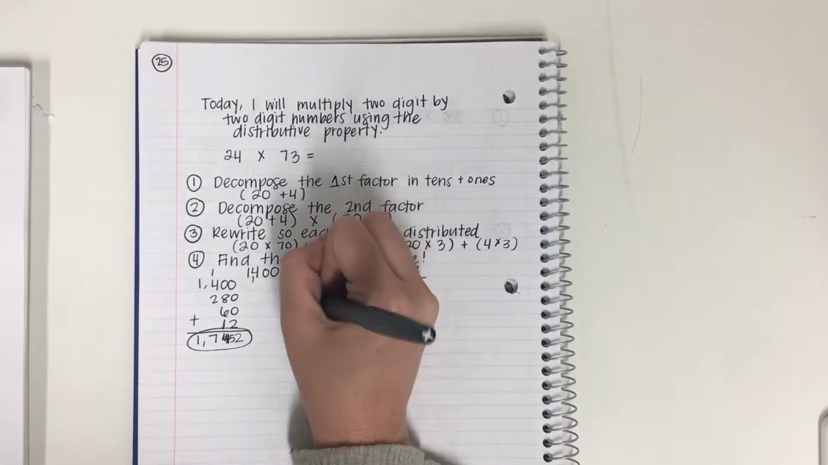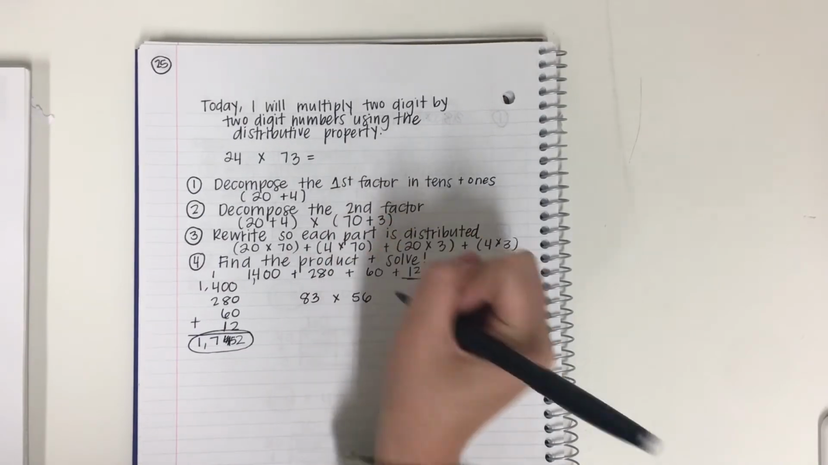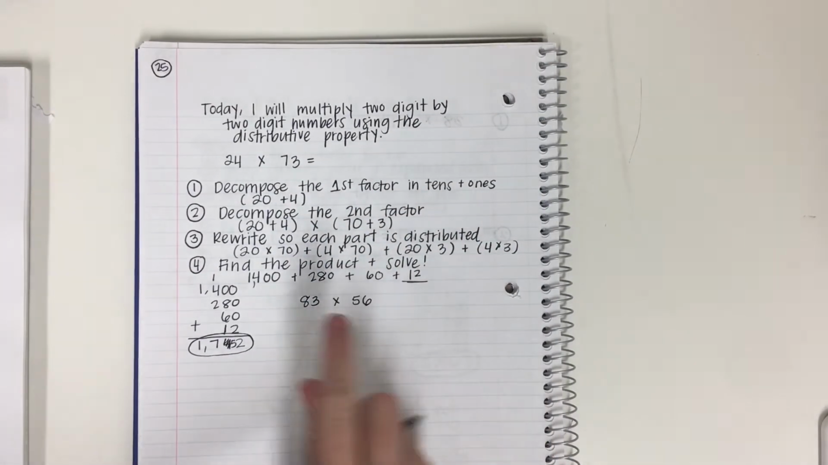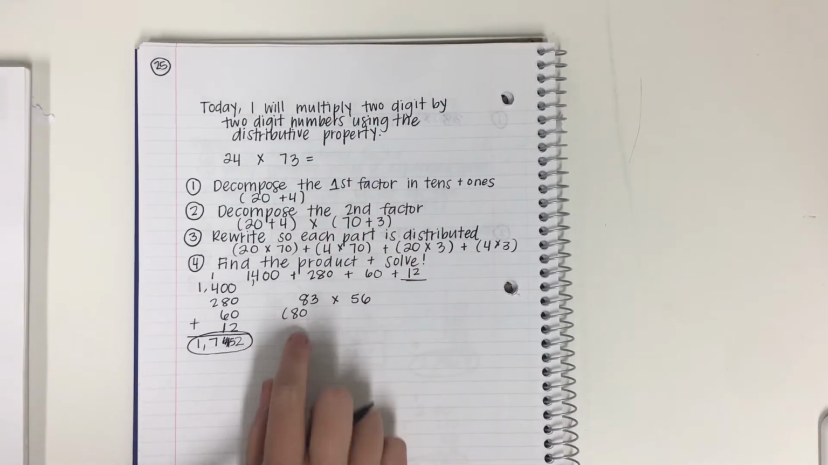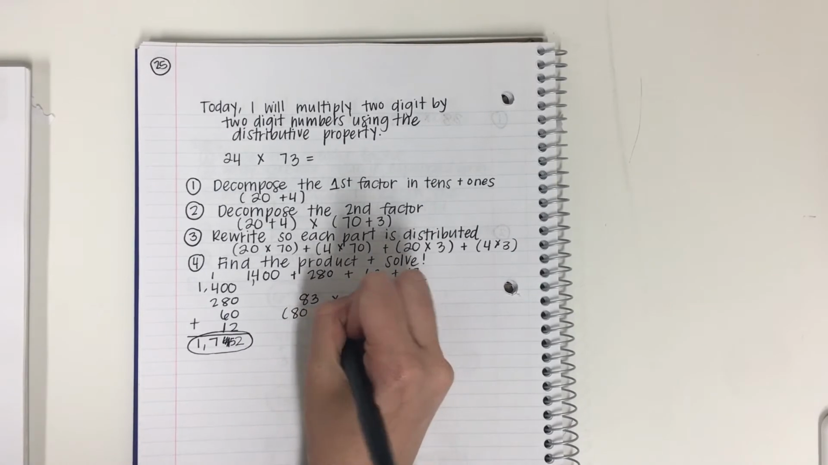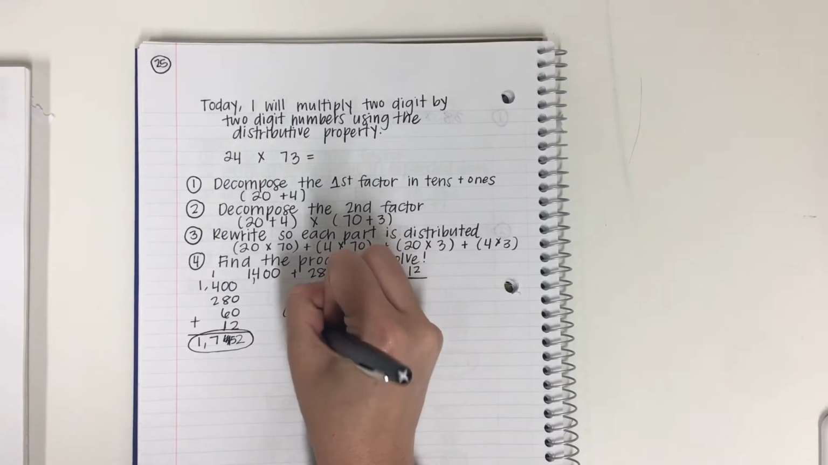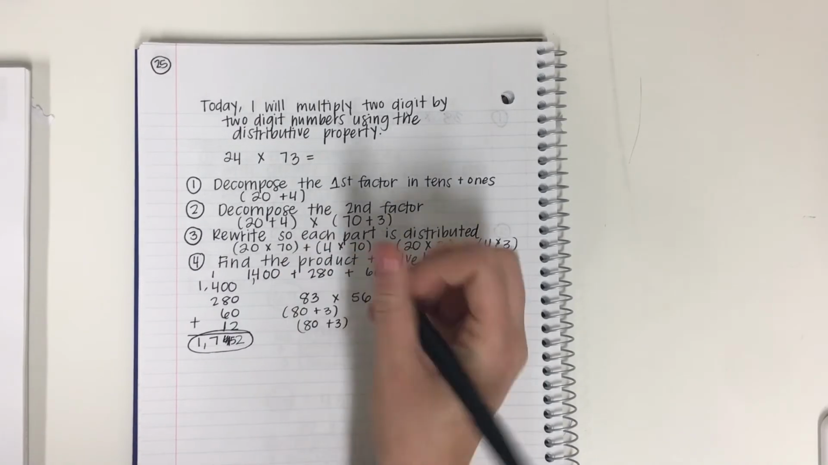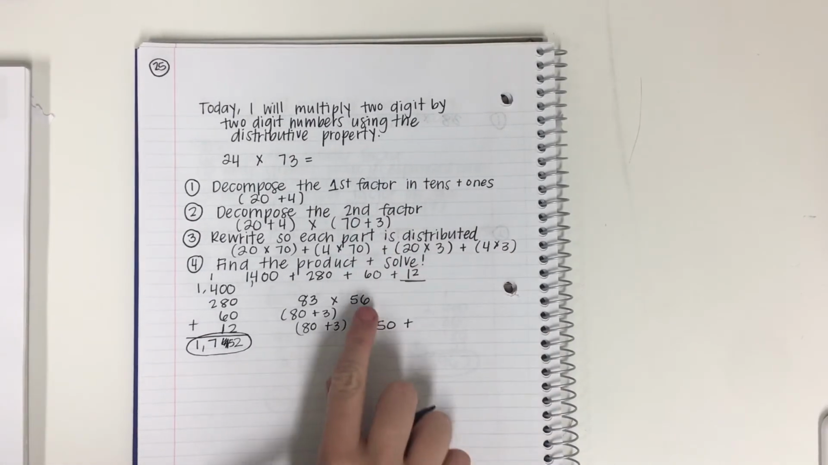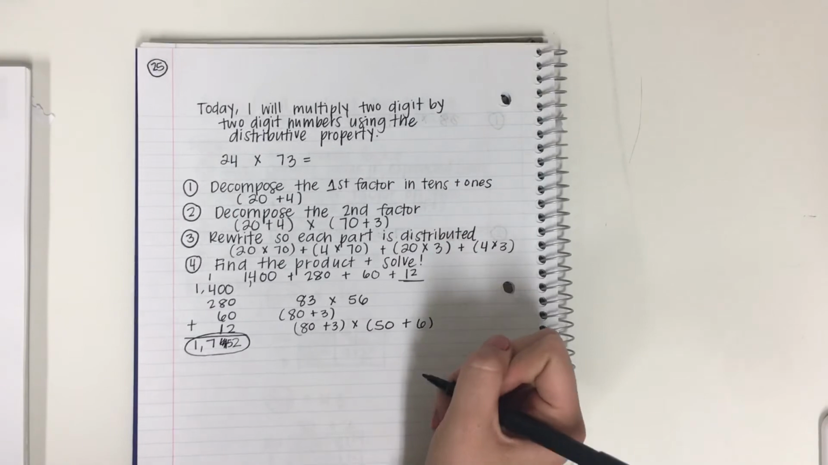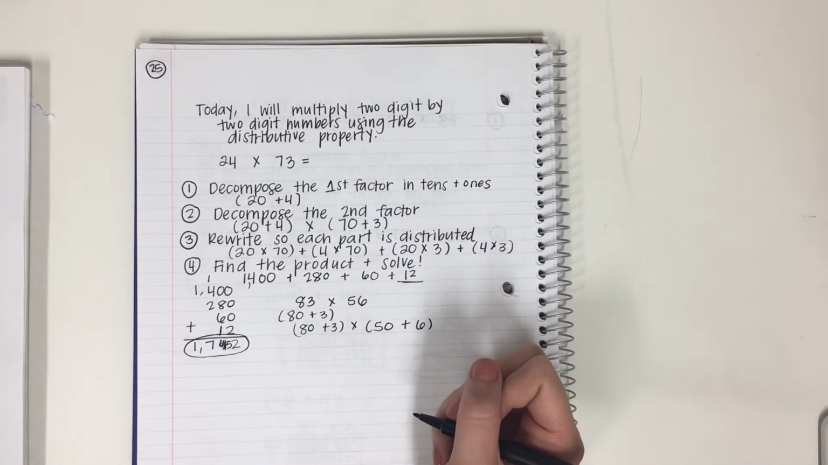Let's do 83 times 56. Okay, so let's decompose the first factor. So let's do 80, because we have 8 in the tens place, plus 3. And then let's decompose the second factor. So we have 80 plus 3 times 50 plus what? 6. Okay.